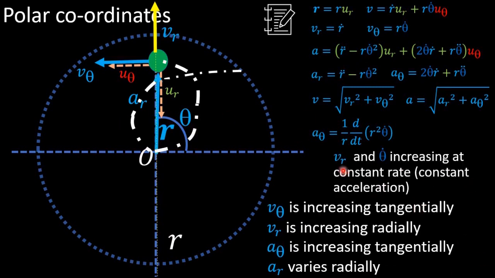If we have v sub r and theta dot increasing at a constant rate, so constant acceleration, that means every single term here and here, here and here are all going to be there. So we're going to have an acceleration in the radial direction, r double dot minus r times theta dot squared, because the centripetal acceleration is going to act in the opposite direction to r double dot, and a sub theta is going to be composed of both the Coriolis acceleration and the tangential acceleration.